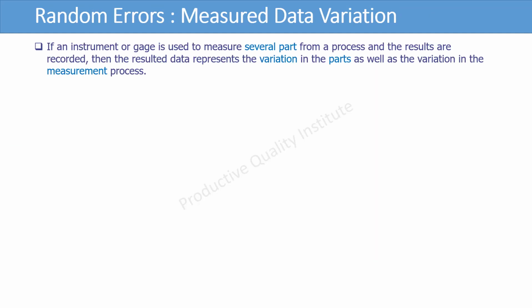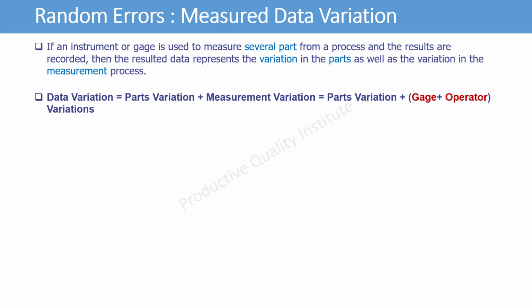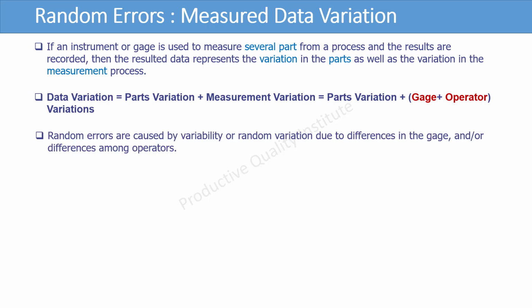If an instrument or gauge is used to measure several parts from a process, and the results are recorded, then the resulting data represents the variation in the parts, as well as the variation in the measurement process. Data variation is equal to parts variation plus measurement variation, which is equal to both gauge and operator variations. Random errors are caused by variability or random variation due to differences in the gauge and/or differences among operators.